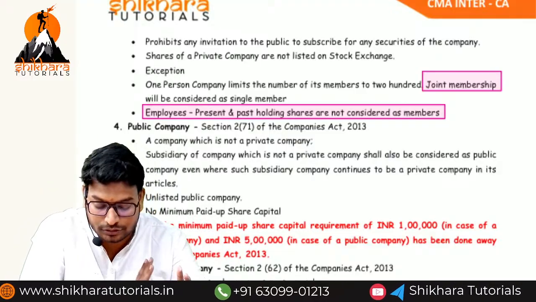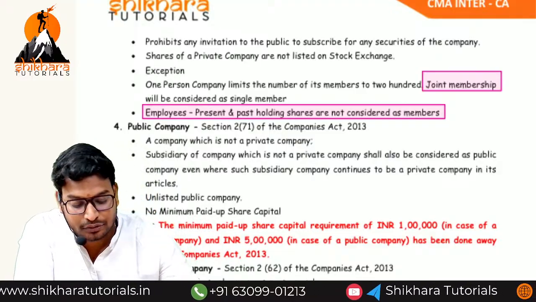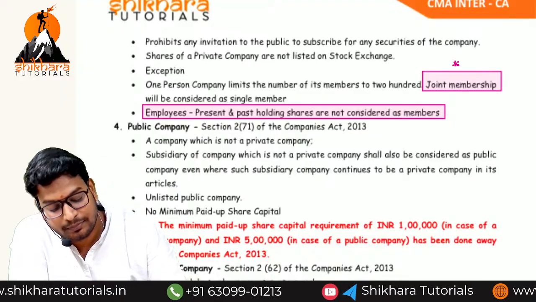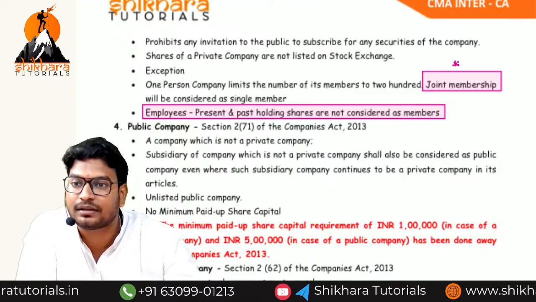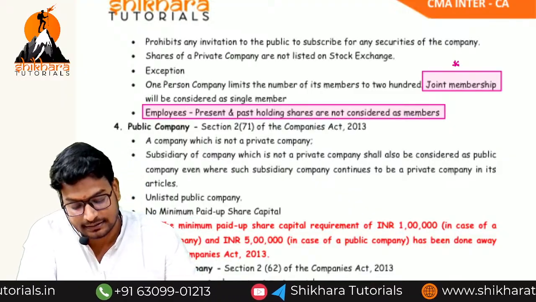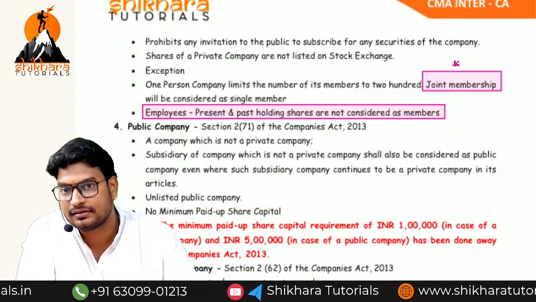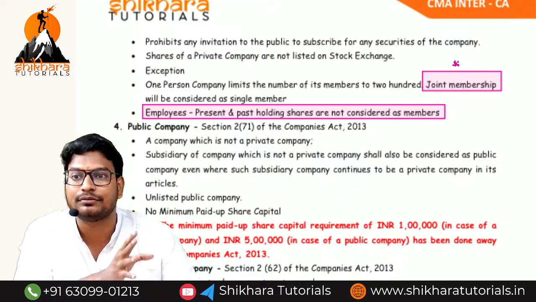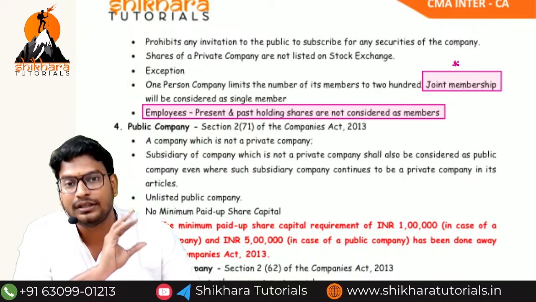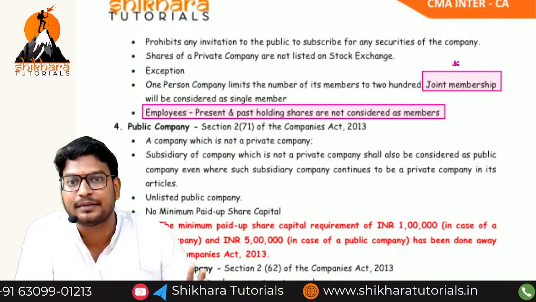So you have to remember those 2 points. What are the 2 points? A joint member will be equal to one number, and employees will not be considered. Even though there are a lot of restrictions, we are not required to go into them. Now we are not discussing the law, we are discussing corporate accounts. Only for understanding purposes I am discussing the types of companies.